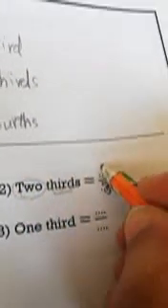Number 2, 2/3. Third means the number under the fraction line is 3. We put 3. And how many thirds is 2? The number on the top is 2. We write 2/3.